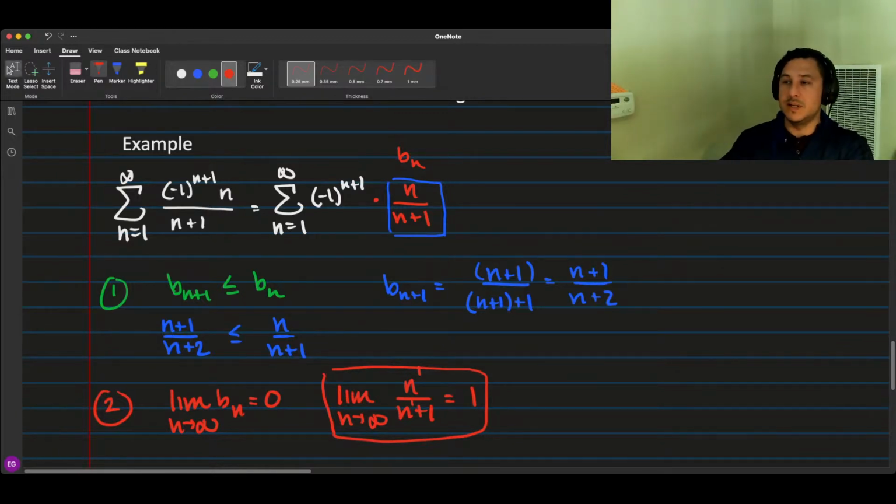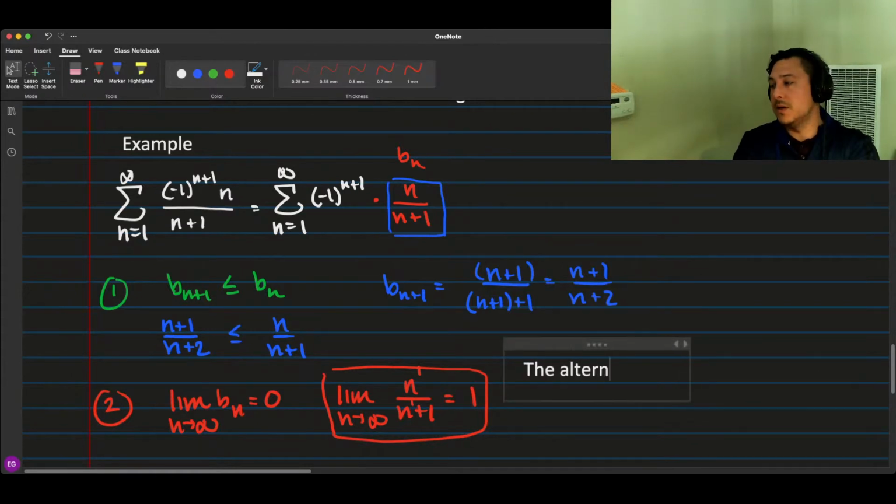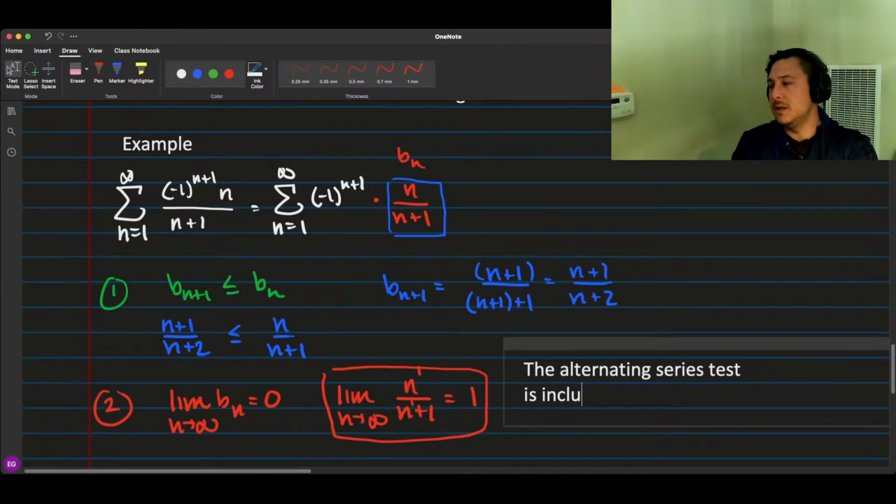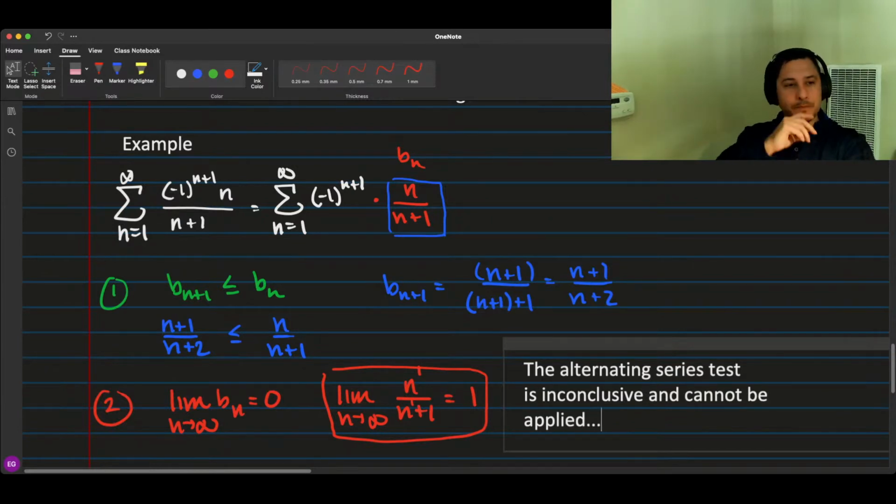So for this, you would say the alternating series test is inconclusive and cannot be applied. Okay. And we'll end here because that's an example of when you can't use it. If the limit doesn't go to 0, then you don't know what happens. Cool, cool, cool. So we'll end slightly early.